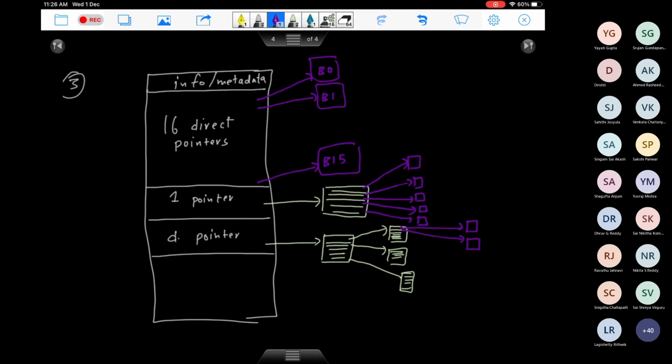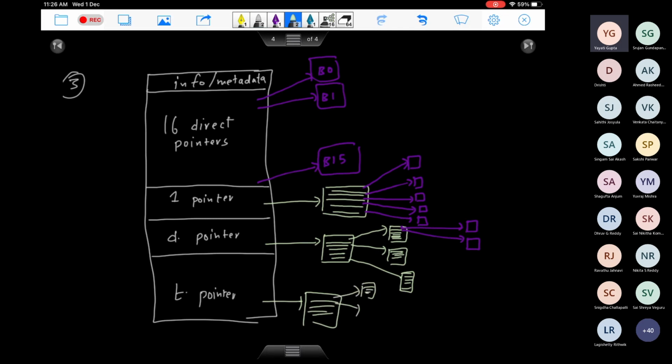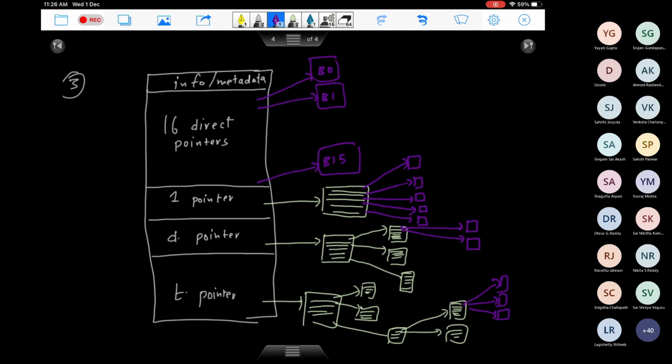All right. And at the end you have a triple pointer. So again similarly, triple pointer, you have this index block here. Each entry of this index block will give you the address of one more index block, but you have one more level, so each entry in this index block will give you another index block, right? And then you will have these data blocks. So this is the entire structure of your inode.